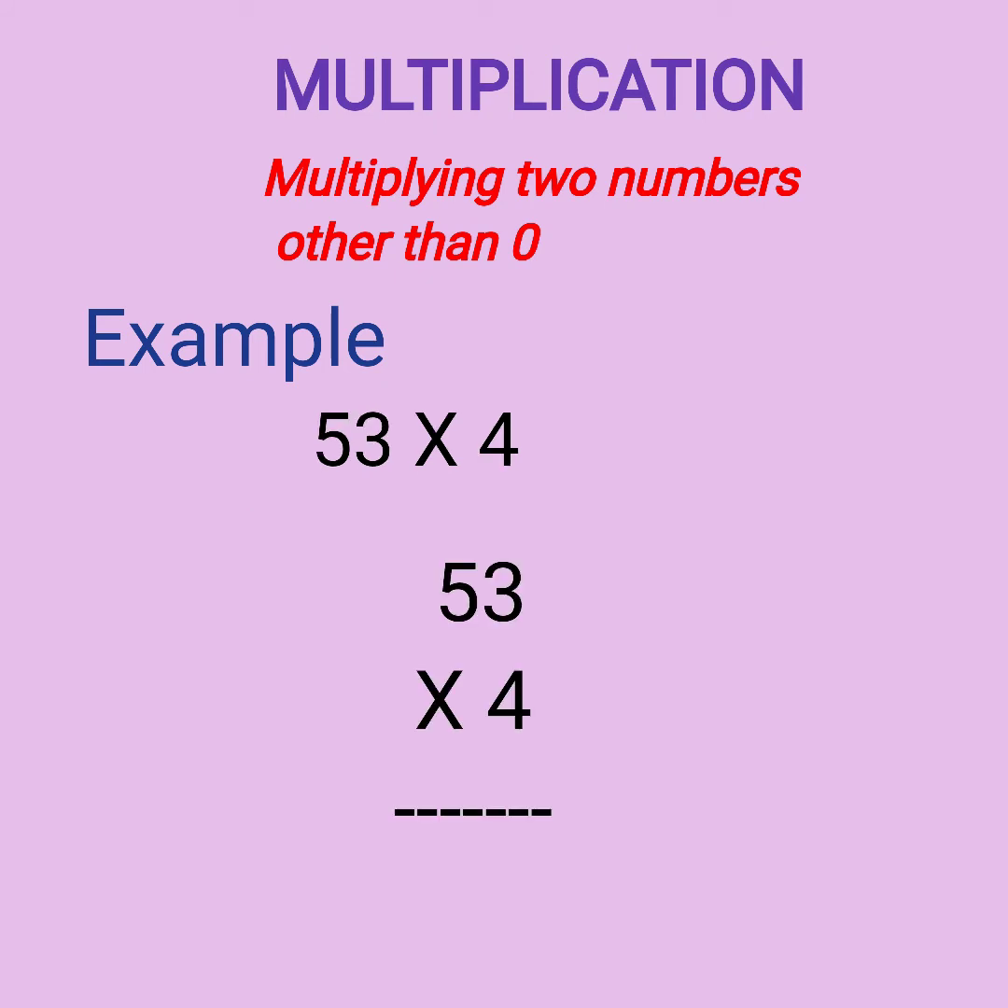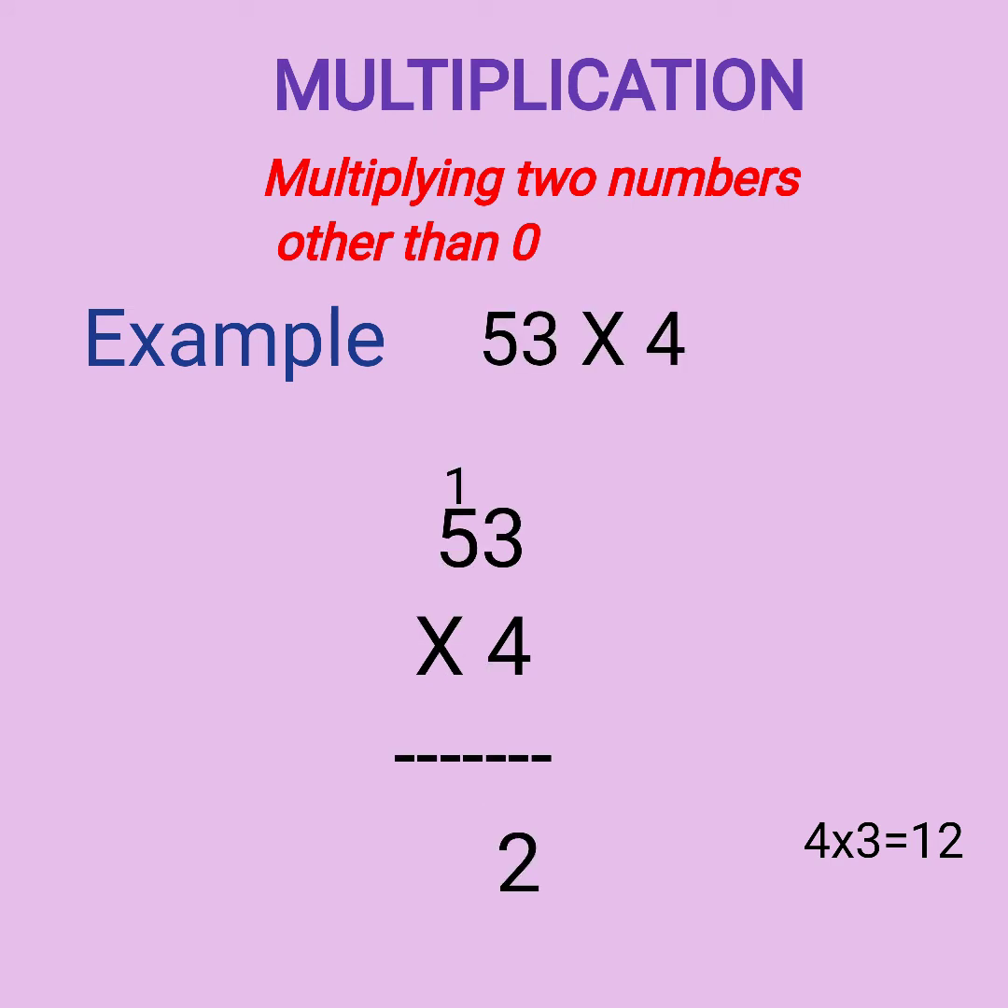In this sum, first we need to write the sum in the proper format so that it becomes easy to solve. Now we will read the table of 4, 3 times. So we will get 12. 2 will be written at the ones place and 1 will be carried on to the next place. Now read the table of 4, 5 times. It will give 20. Now the carryover 1 will be added to 20 so that the answer becomes 21. The final answer is 212.